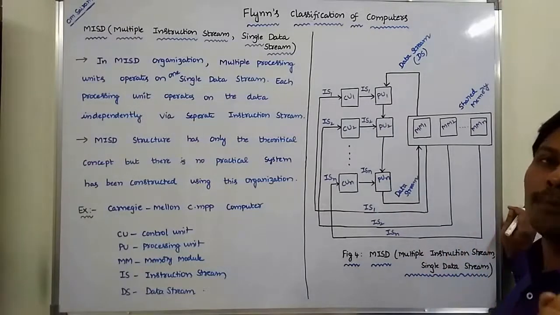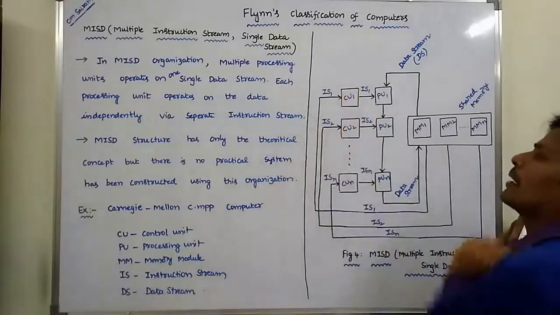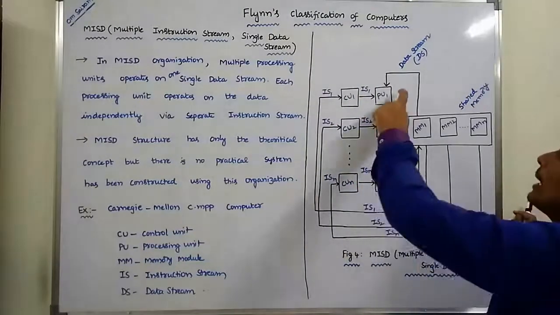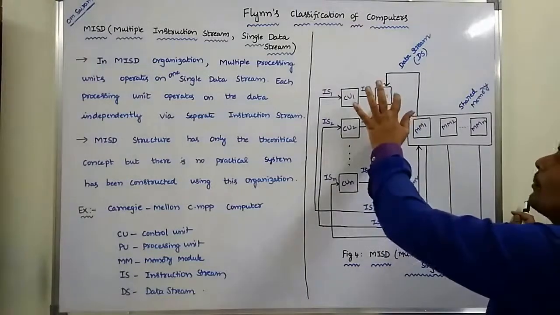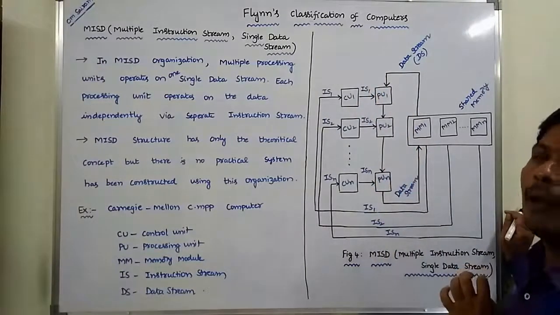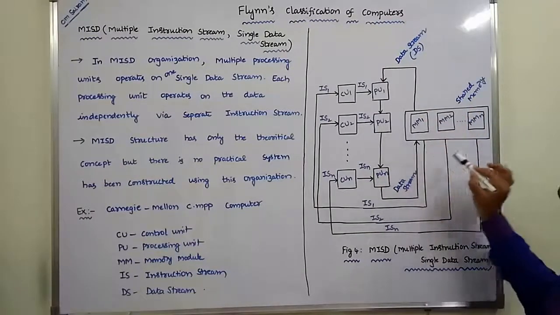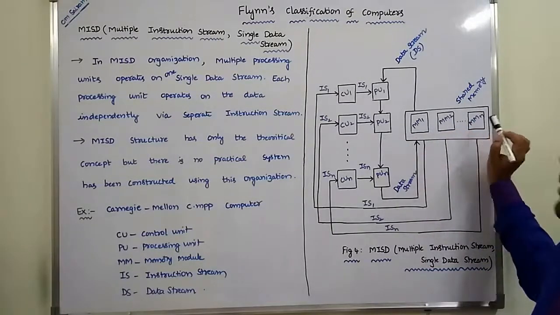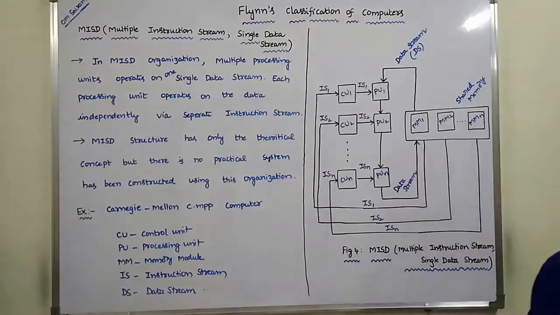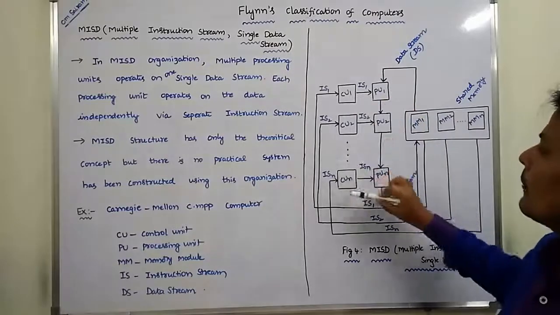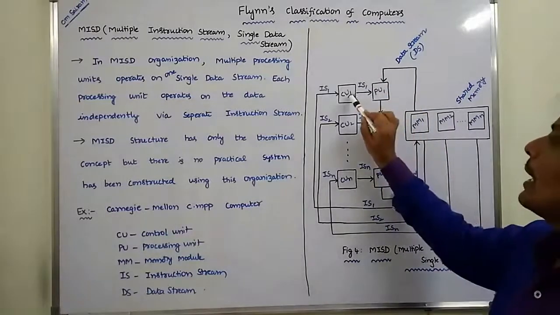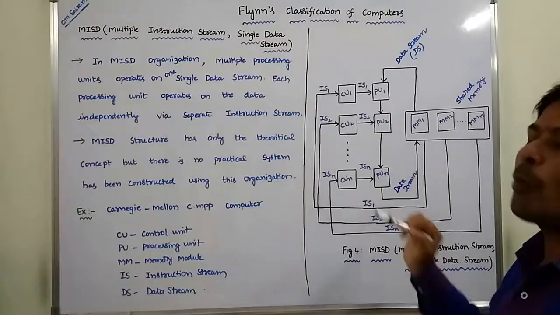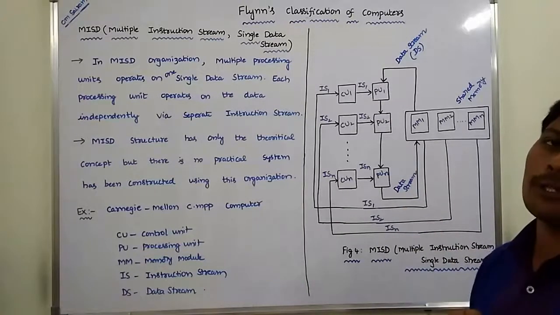An MISD computer consists of n control units, control unit 1 to control unit n, and n processing units, processing unit 1 to processing unit n, and one shared memory unit. This shared memory unit is divided into n memory modules, MM1, MM2, up to MMN. Now, there are n control units. Each and every control unit can read the instructions from the corresponding memory module as an instruction stream.